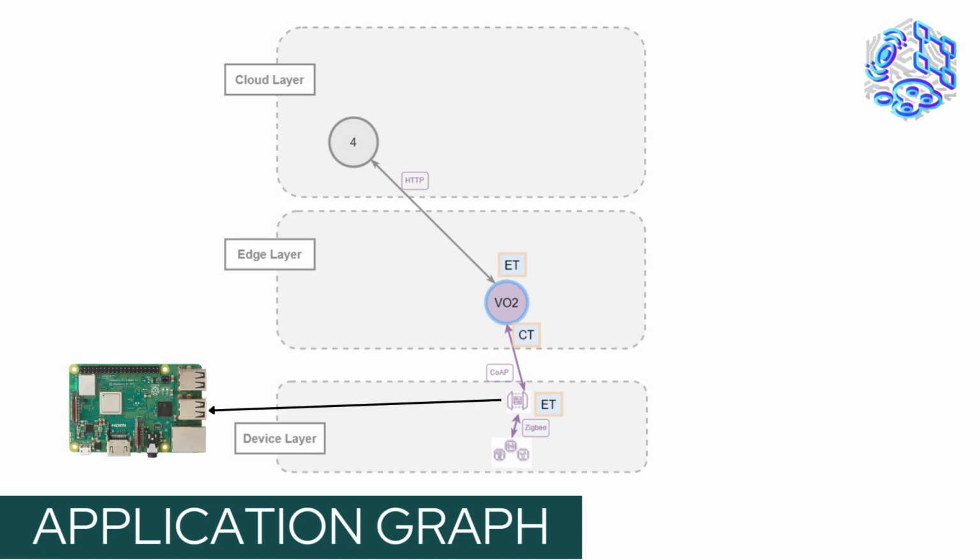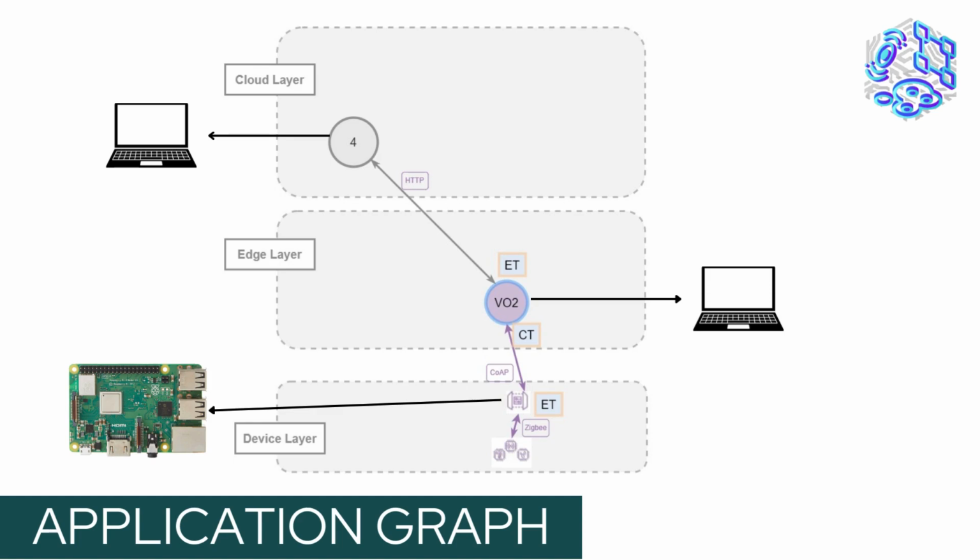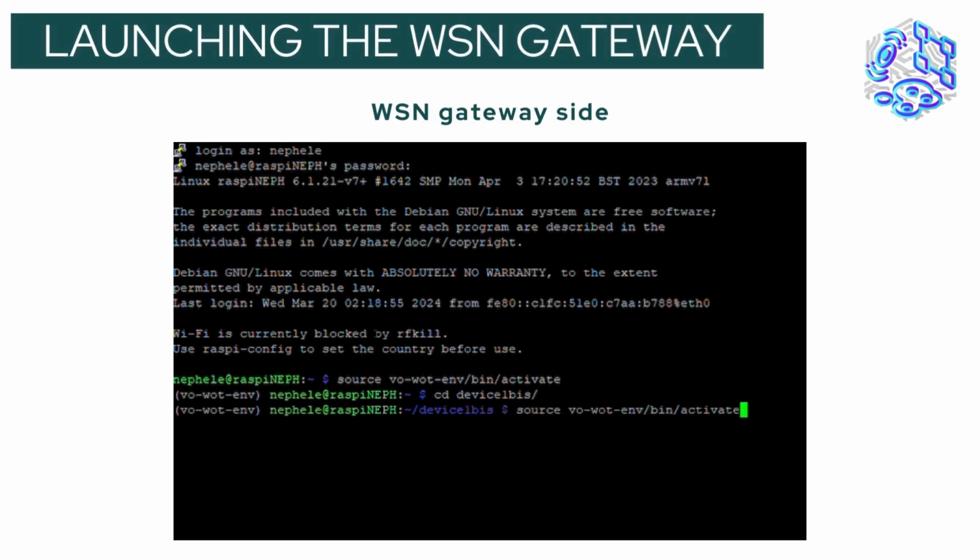A Raspberry Pi 3B has been used as the wireless sensor network gateway. It runs a WoT runtime to communicate via CoAP with VO2. VO2 and the web application are hosted each on a computer. For the moment, the Raspberry Pi as well as the two computers are in the same local area network.